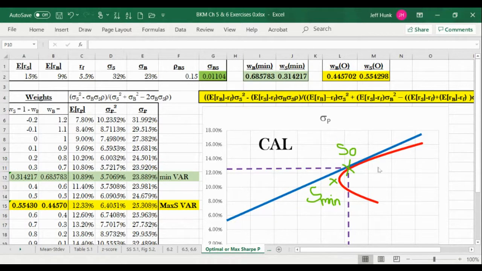this is the maximum Sharpe ratio. Of course, the Sharpe ratio at that point is clearly higher than the Sharpe ratio at this point. In other words, the slope line that is tangent to this curve at this point clearly has a greater slope than the slope line that passes through this point, right?